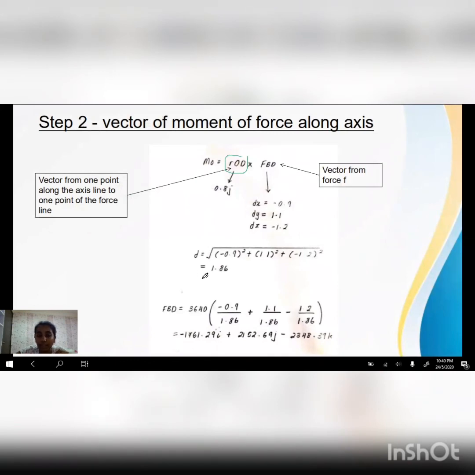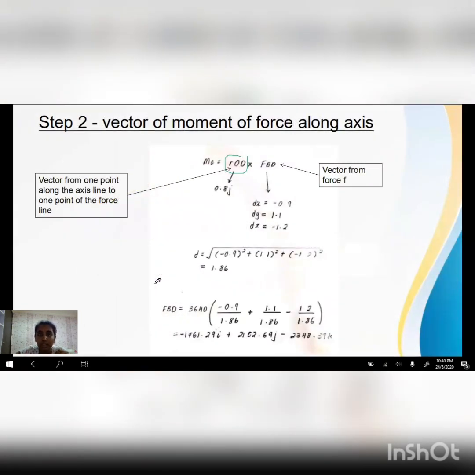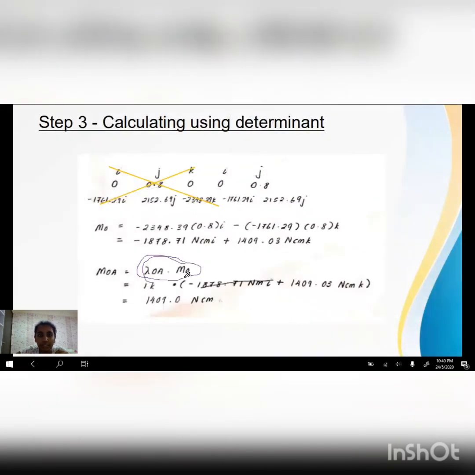You plug the values into your d formula, and then using the coordinate method, you find force BD. The last step is calculating using the determinant. Use the determinant method to find MO. At the end, you use the dot product. Determinant is the cross product. This is the cross product. This is the dot product because there's a dot here. At the end, you get the answer.